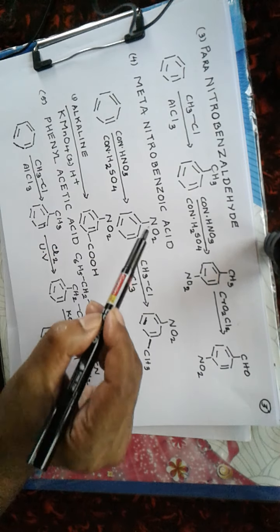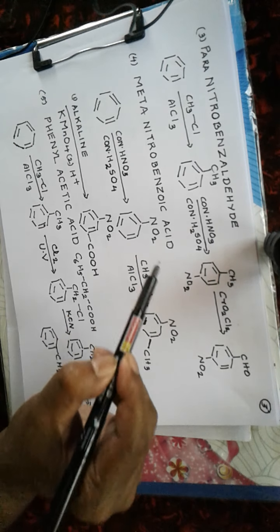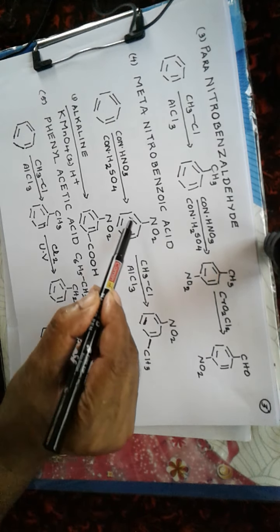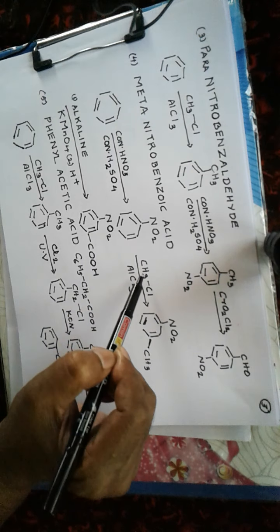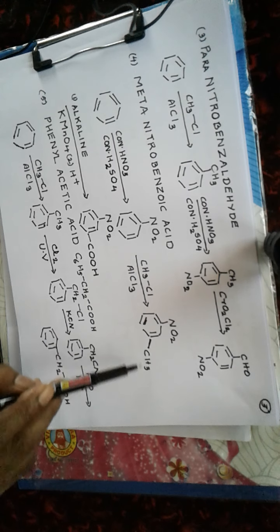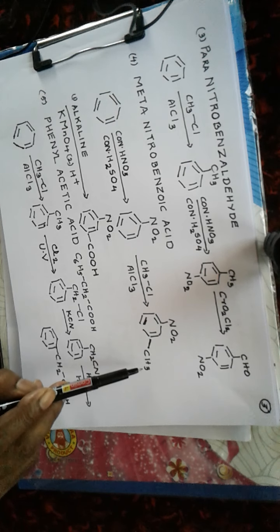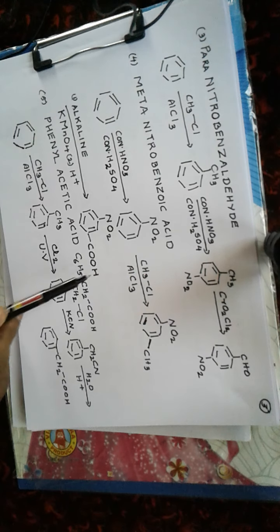Now for the preparation of meta-nitrobenzoic acid, you can nitrate the benzene ring using a mixture of concentrated HNO3 and concentrated H2SO4. We get nitrobenzene. Then alkylate the nitrobenzene. The nitro group is meta-directing, so the methyl group enters into the meta position. Then on alkaline KMnO4 oxidation, the CH3 group is converted to the sodium salt of the carboxylic acid. On acidification, H positive, we get COOH.